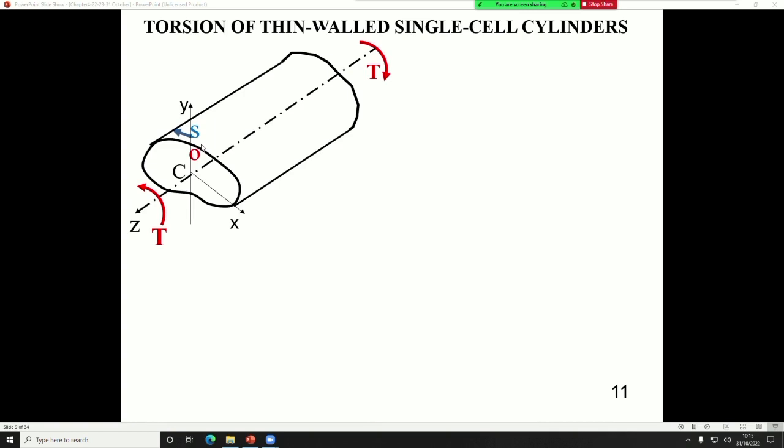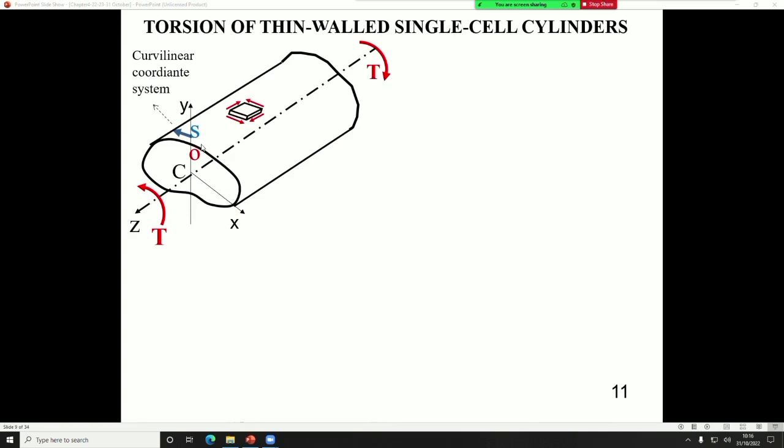Now, if the section has no axis of symmetry, then you can place the origin of the curvilinear coordinate system wherever you want. It doesn't make any difference. If you have one axis of symmetry or two axes of symmetry, it's better to put the origin on the axis of symmetry. It makes your analysis easier. However, if there is no axis of symmetry for a closed section, you can place it anywhere. So this tube at the moment is fixed at one end and is subject to a torque at the other end.